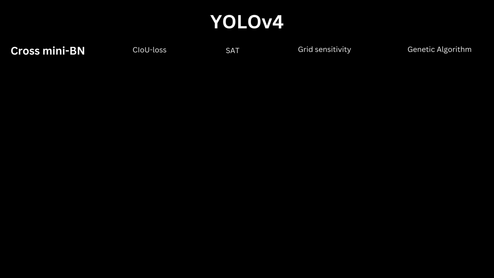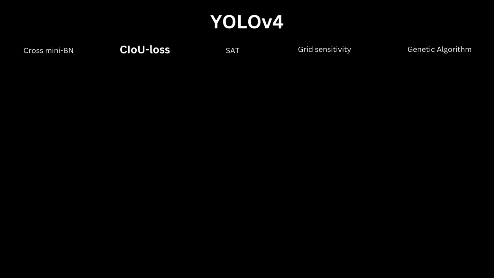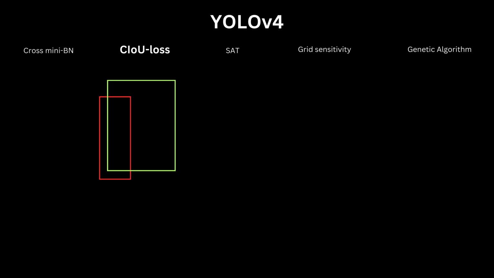Okay, after this very long segment on cross mini batch norm, let's go back to our next important bag of freebies, which is complete IOU loss. The localization loss that we have been using up till now is MSE between box coordinates. Now imagine this ground truth box and this red predicted box.